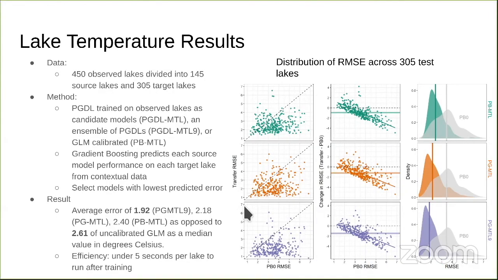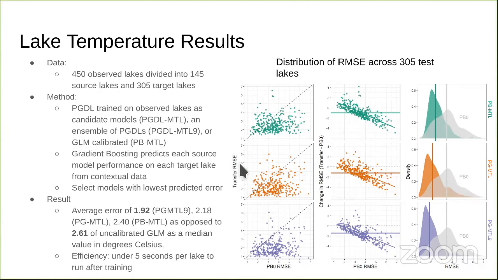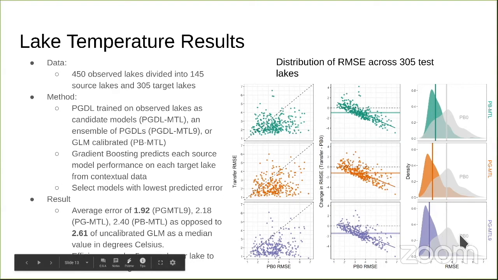So the results of the meta transfer learning framework are compared against the PB0, which in this case is the GLM model, which has been expertly parameterized but has not been calibrated using any data. And the 3 rows here represent 3 different iterations of the meta transfer learning framework. The middle row is going to be what I've explained so far, mostly, which is using the meta model to select the top predicted PGDL source model and then transfer that to the target lake for each of the 305 lakes.